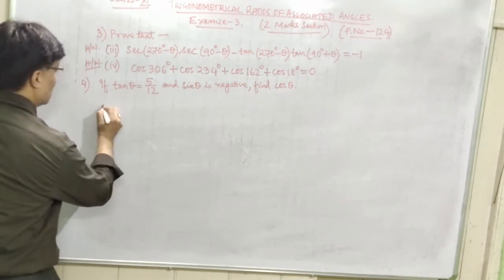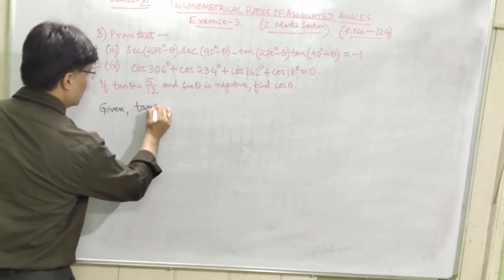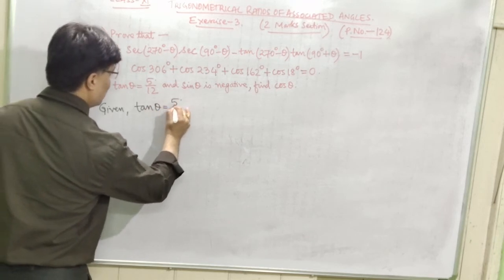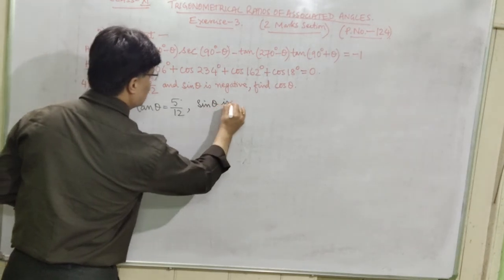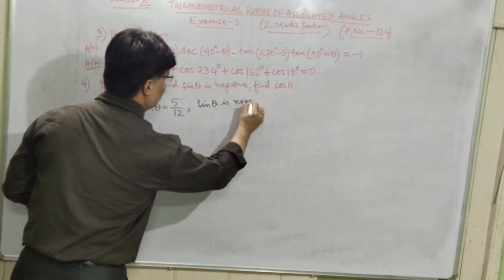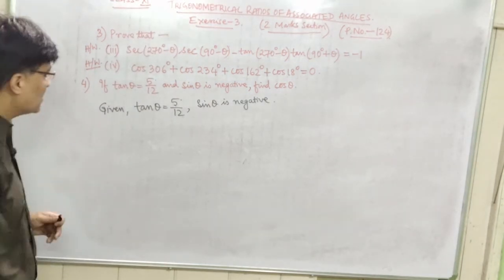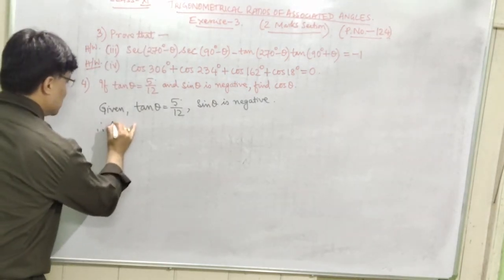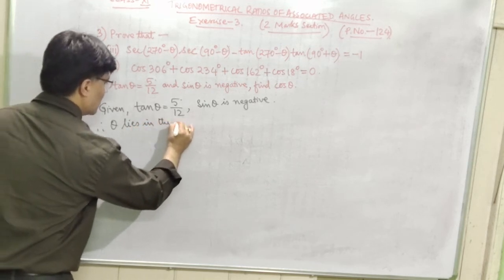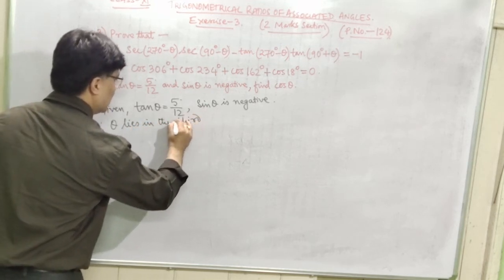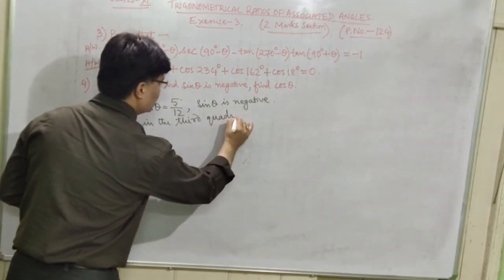So you have to get the value for cos theta. Okay. So here given is tan theta is equal to 5 by 12 and sine theta is negative. That means, therefore, theta lies in the third quadrant. So, in which quadrant does theta lie? Theta lies in the third quadrant.